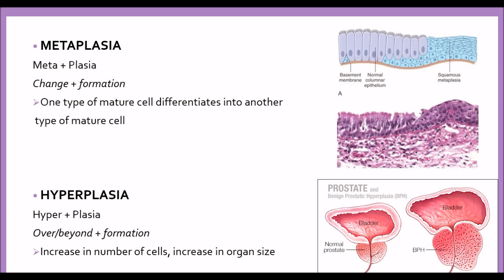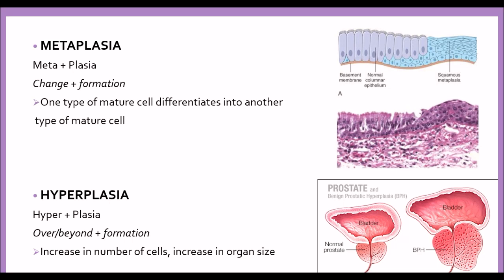Then finally, we have hyperplasia. So hyper again meaning over, beyond formation. So here we have an increase in the number of cells, which leads to an increase in organ size. Now, hyperplasia is different from hypertrophy because here we increase the number of cells, just like in the prostate enlargement process here on the right-hand side.